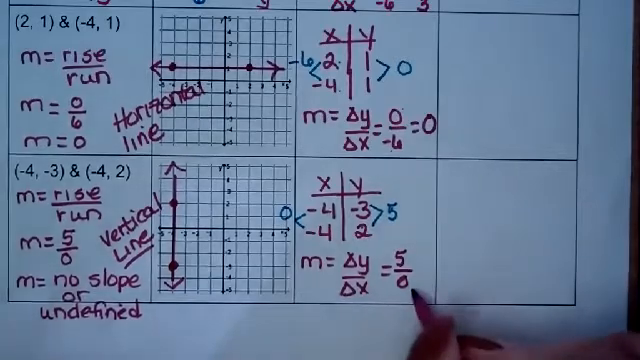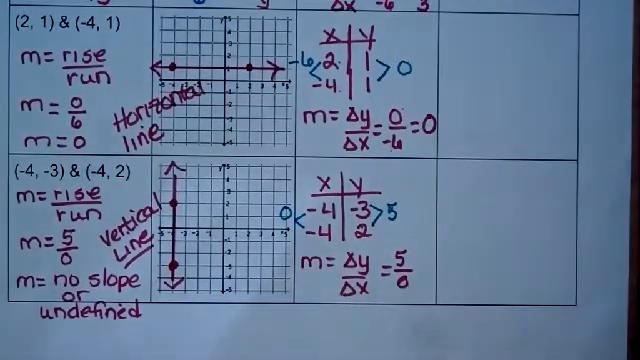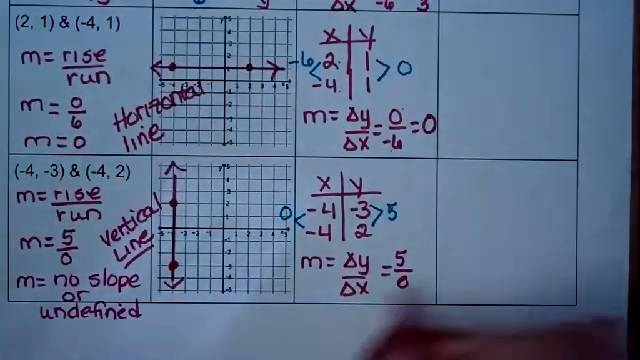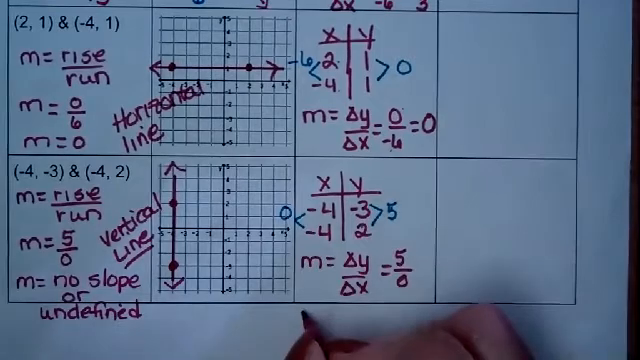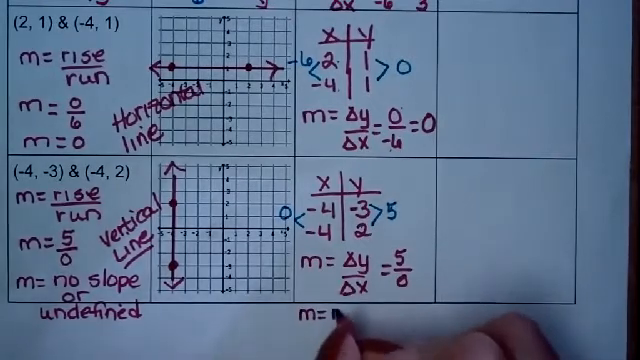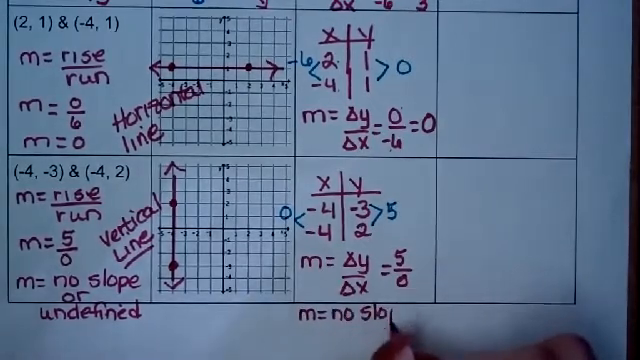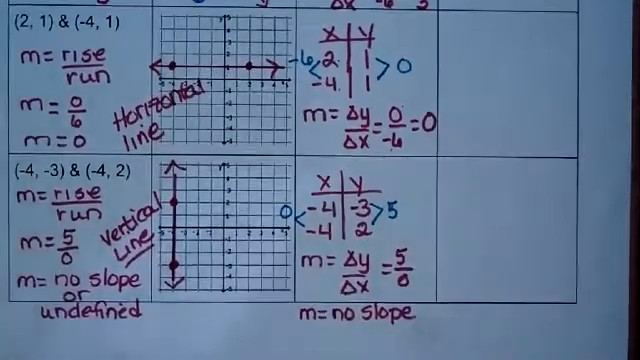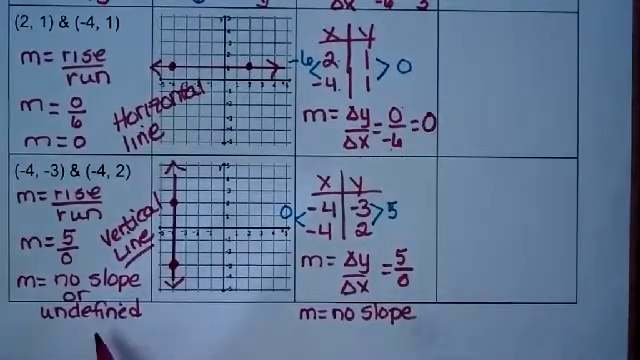But again, I cannot divide by 0. I cannot have 0 in my denominator. So at this point, I've got to say right here, no slope. What's the other word for no slope? It's undefined. Now, they're not going to write both of these. They're going to write one or the other, okay?